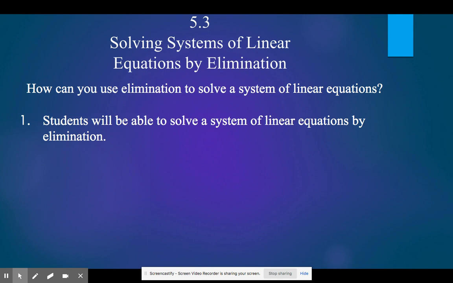So what I mean by this is that if you're looking at two equations and you are trying to use one of the systems processes, if you already have a variable set equal to something, so y equals, x equals, a equals, etc., I would use the substitution process to find your answer. If you already have two equations that are set up in the y equals mx plus b form, I would use the graphing process. And now, if you already have two equations set up in the way I'm going to teach you today, I would use the elimination process.